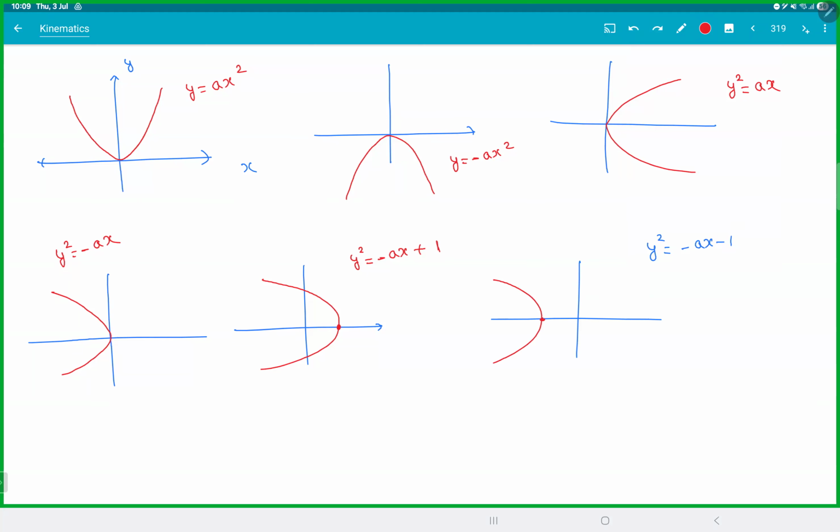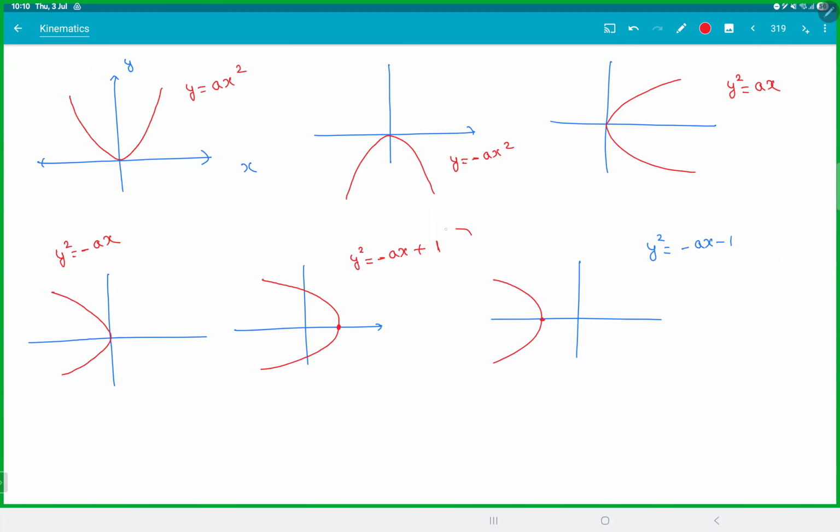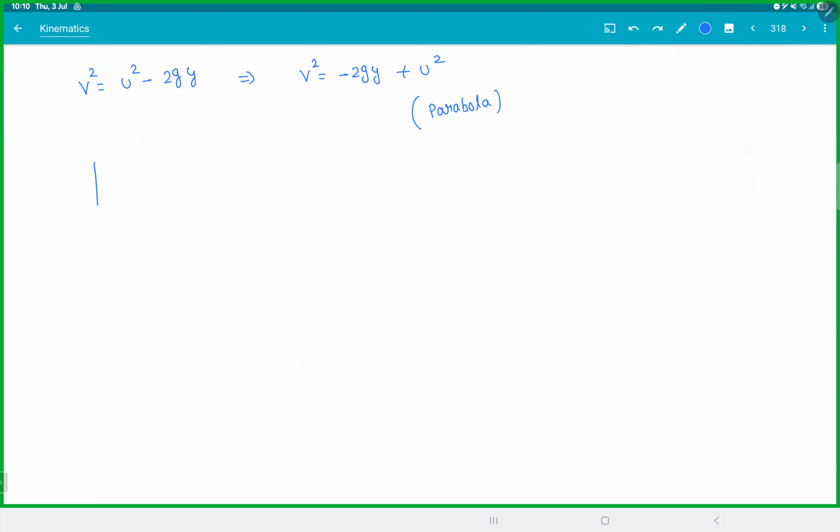Other graphs clear, everyone? Now look at this graph, especially here. Y square is equal to minus ax plus 1. Doesn't this look like v square is equal to minus ax plus 1? This equation looks like this graph. This is what we are interested in. So how will the graph look like? This graph will look more weird actually.